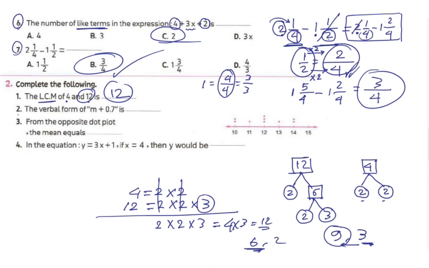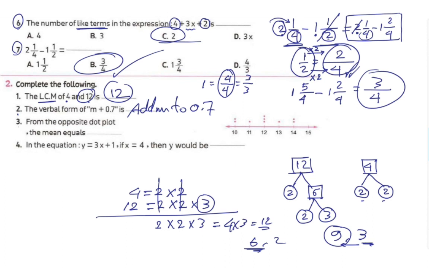So the next point, the verbal form. The verbal form of m plus 0.7. Verbal form is like a word form. Okay? What? Add m to 0.7, and so on. Okay, add m to 0.7, just like this.